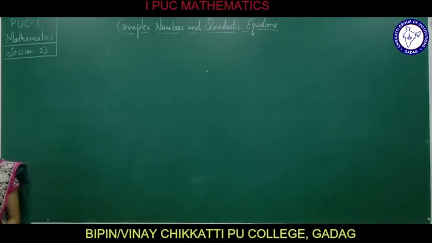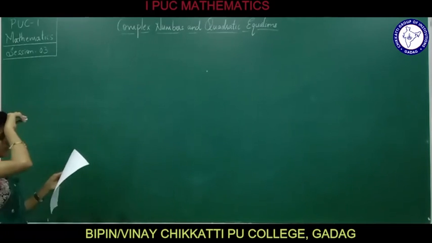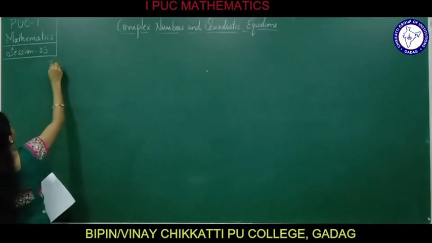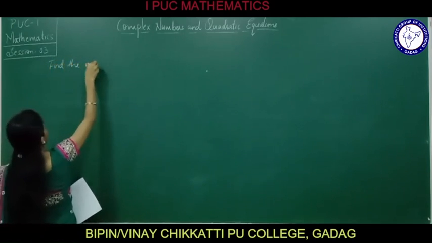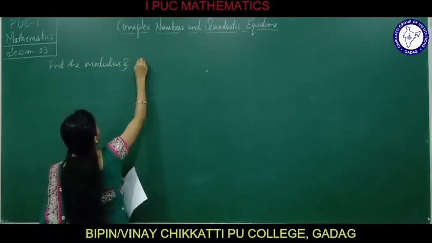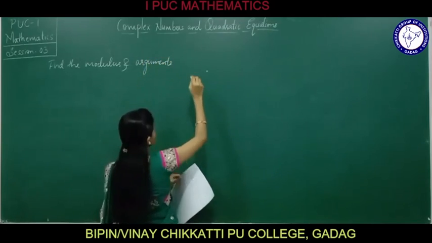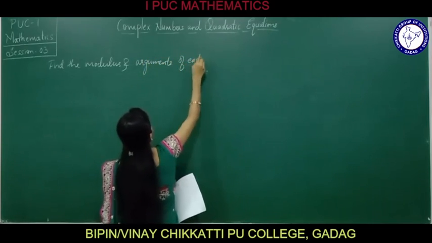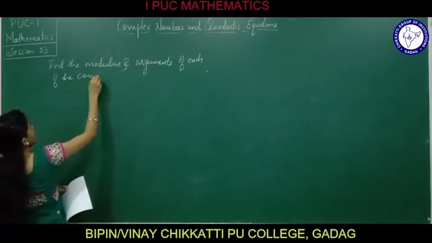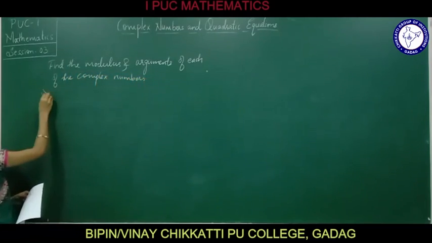Or let us look over the exercise part. Exercise 5.2. What is given? Find the modulus and the argument of the complex numbers. What we are supposed to find? Find the modulus and arguments of each of the complex numbers. Among that, what is the first question given?